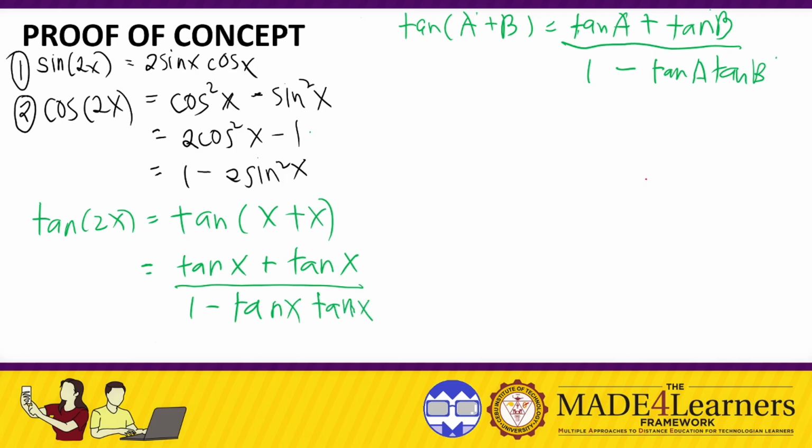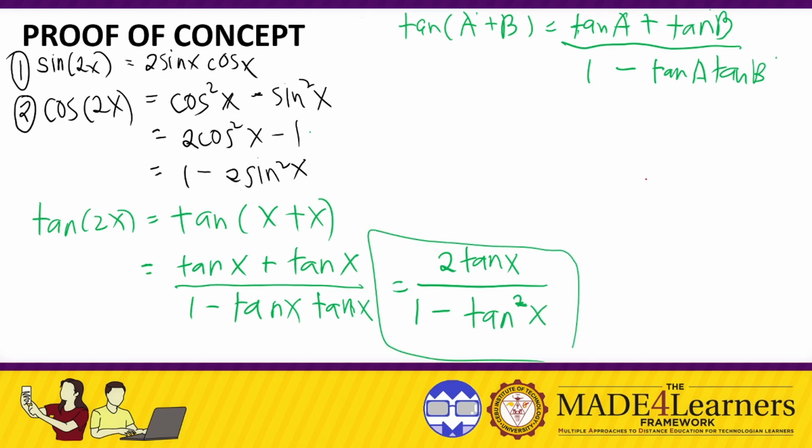which is also x. And if we try to simplify this, we have tan x plus tan x, so 2 tangent of x, all over 1 minus tan x times tan x, so we have tan squared x. And hence, we have the identity of tangent 2x.